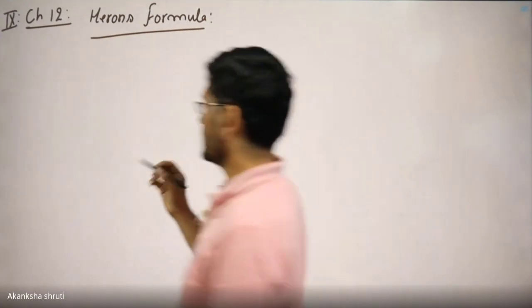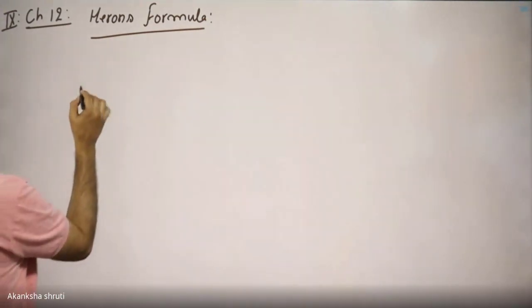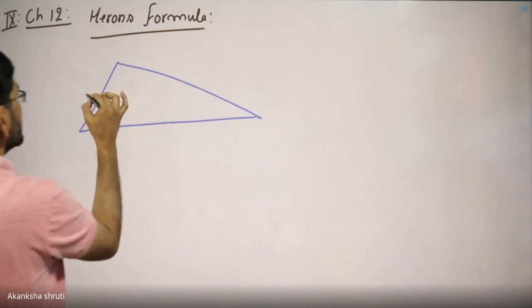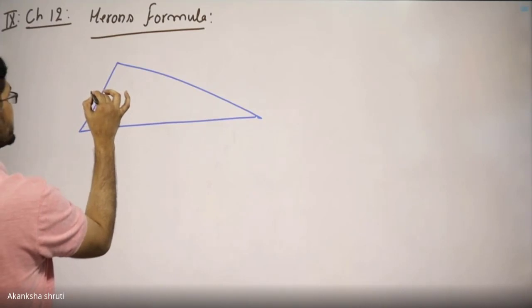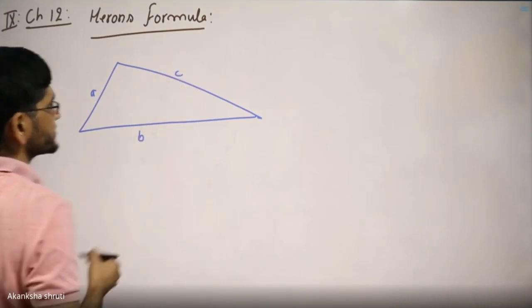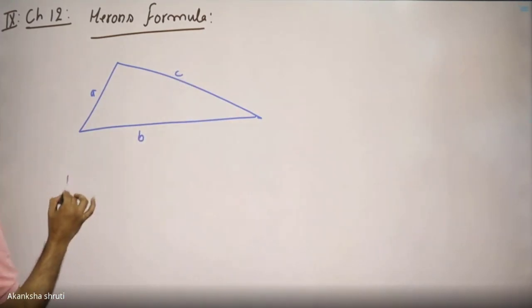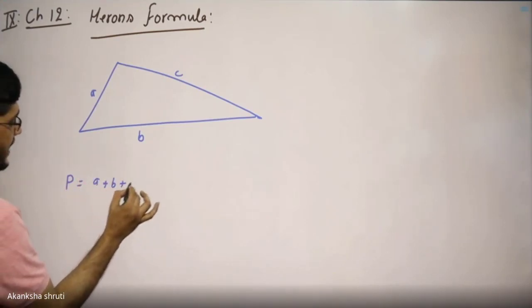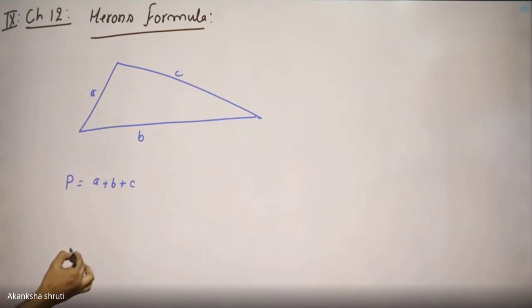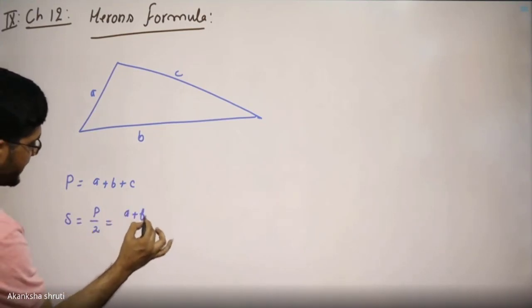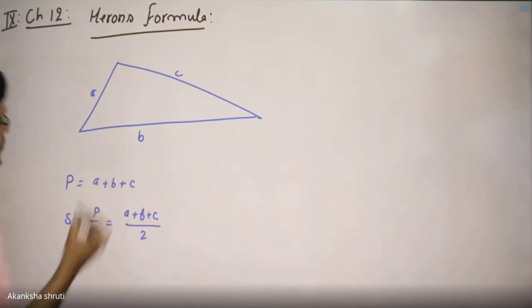In this Heron's formula, we have learned that this gives the area of a triangle if their three sides are known. We are denoting the sides by a, b, c. Then perimeter is calculated by adding all their sides. But for using Heron's formula, we are using the semi-perimeter, which is half of the perimeter. So it becomes (a plus b plus c) by 2.